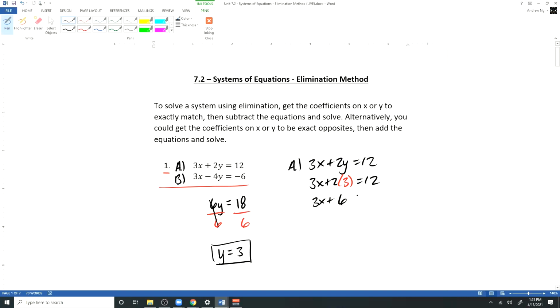3x plus 6 equals 12. Subtract 6 from both sides. 3x equals 6. And finally, when I divide by 3, I'll get that x equals 2.